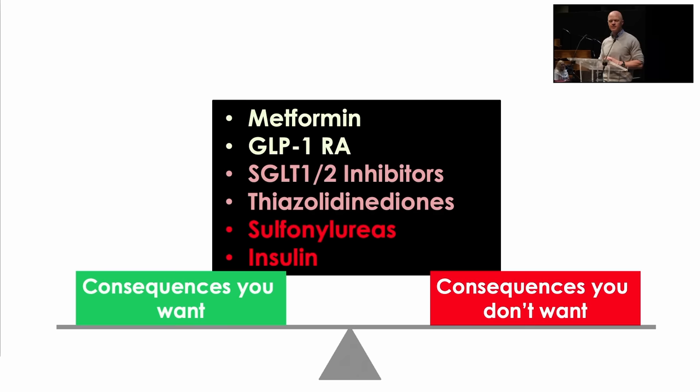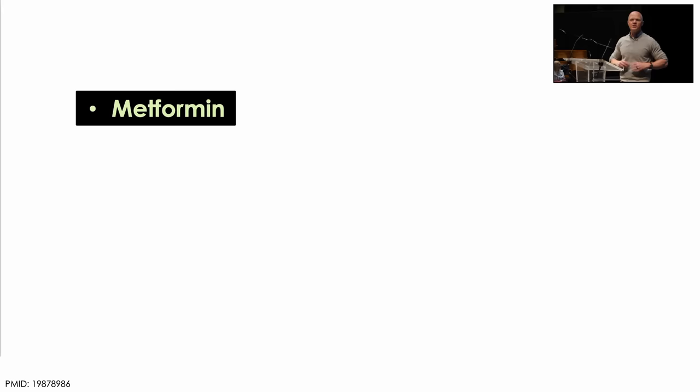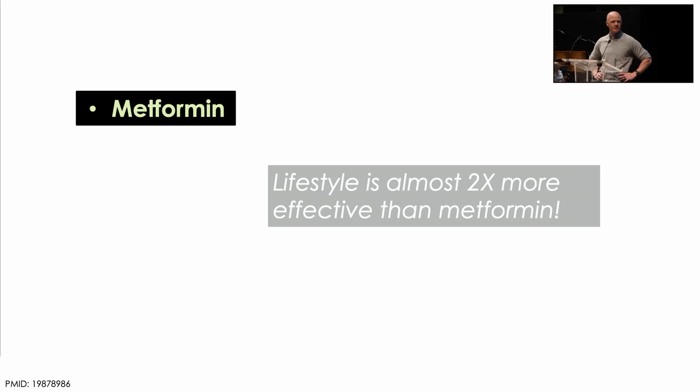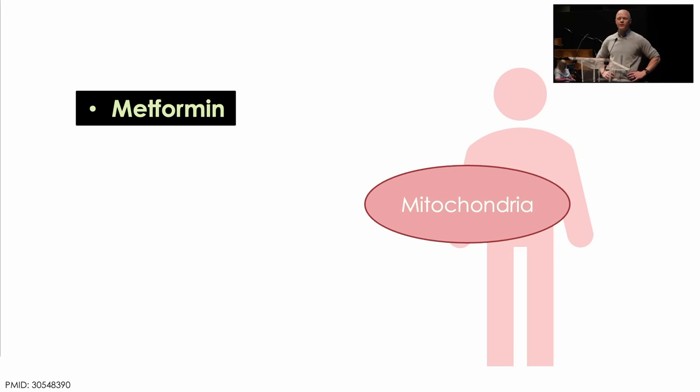Let's start with metformin, which is the most widely used anti-diabetic drug in the world. For various reasons, it's very, very affordable, and generally effective. However, as effective as metformin is, it has been shown to be only half as effective as even modest lifestyle changes. So this big winner is still a loser when you compare it to lifestyle change, which makes sense, right? Metabolic problems are lifestyle problems.